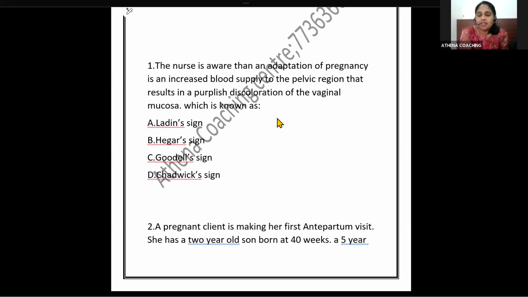So the nurse is aware that an adaptation of pregnancy is an increased blood supply to the pelvic region that results in a purplish discoloration of the vaginal mucosa. So what is it known as? Okay, purplish discoloration of vagina.